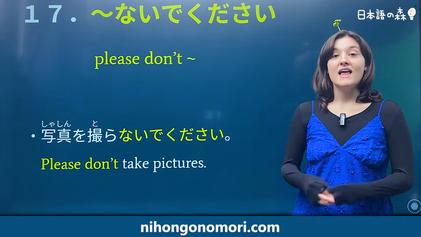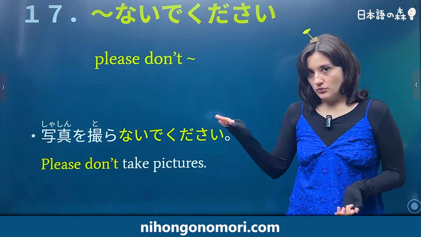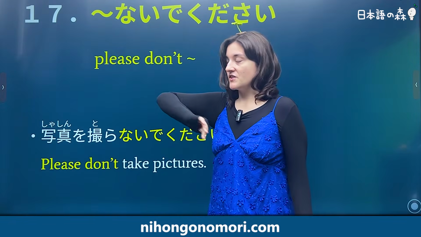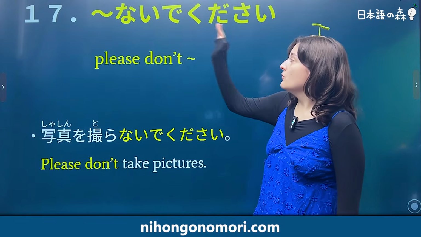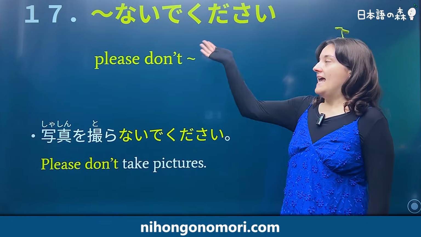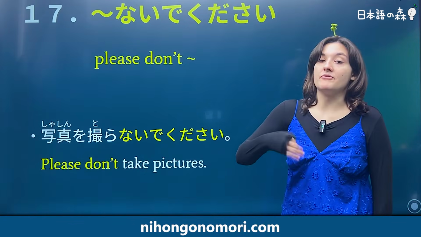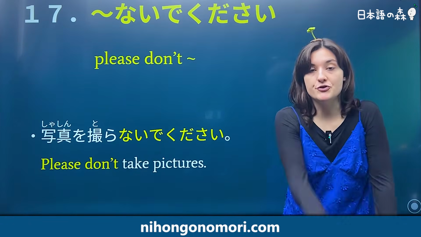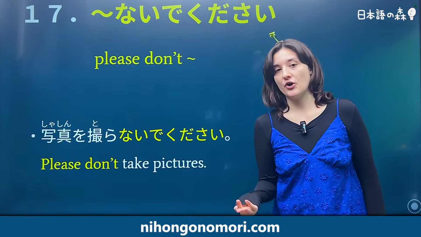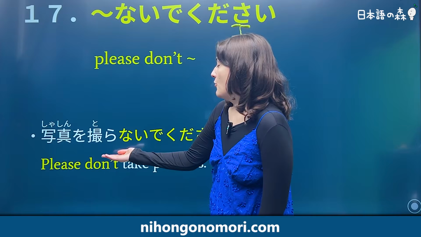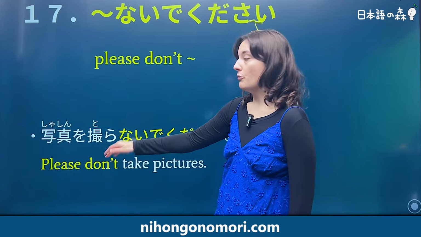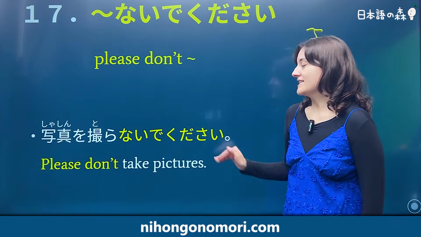なくてもいい. ないでください. Please don't. So here we have the ending of a plain negative verb, right? So it's please don't do verb. It's the opposite of what you've probably seen before, which is てください, like the て form of a verb. してください. Please do verb. This is ないでください. Please don't do verb. In this case, we have 写真を撮らないでください. Please don't take pictures, right? The ない form of 撮る, 撮らない, でください.